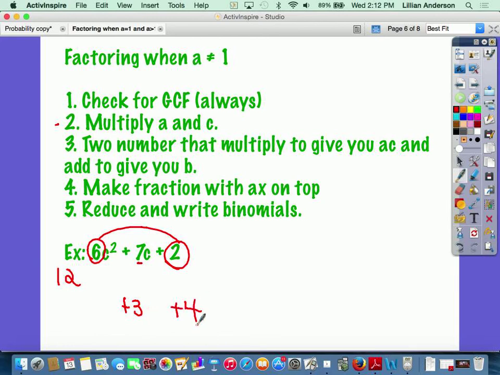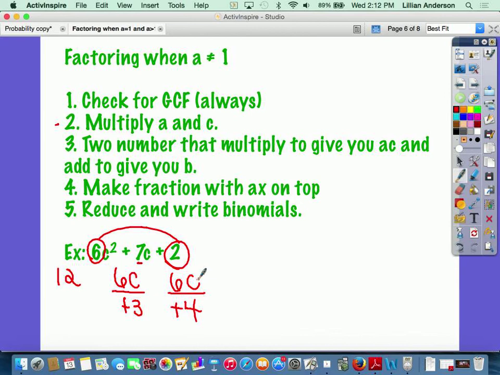So now step 4 says make a fraction with ax on top. So I'm going to make a fraction, and on top I'm going to put ax. Or in this case, since my variable is c, I'm going to put ac. So since a is 6, I'm going to put 6c at the top of both of these. So no matter whatever a is in your problem, that goes on top. And that's step 4. Now step 5, you reduce your fractions and write the binomials.